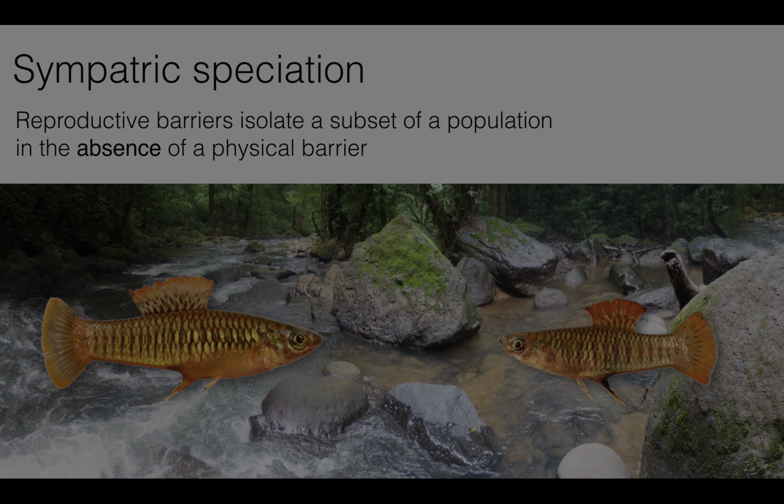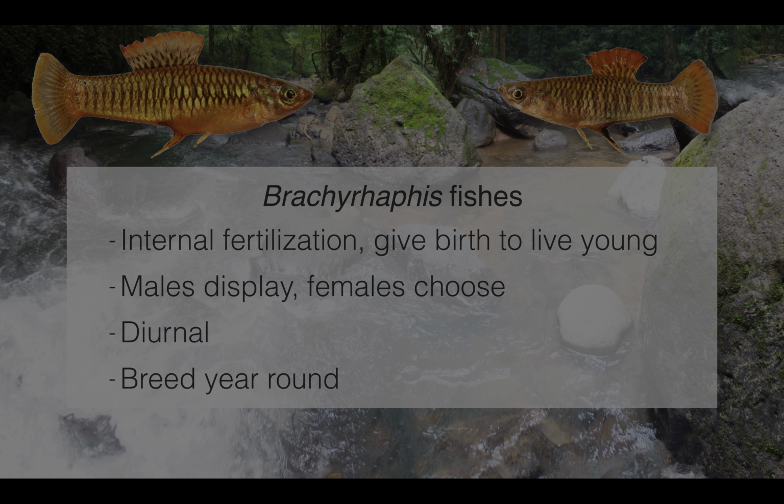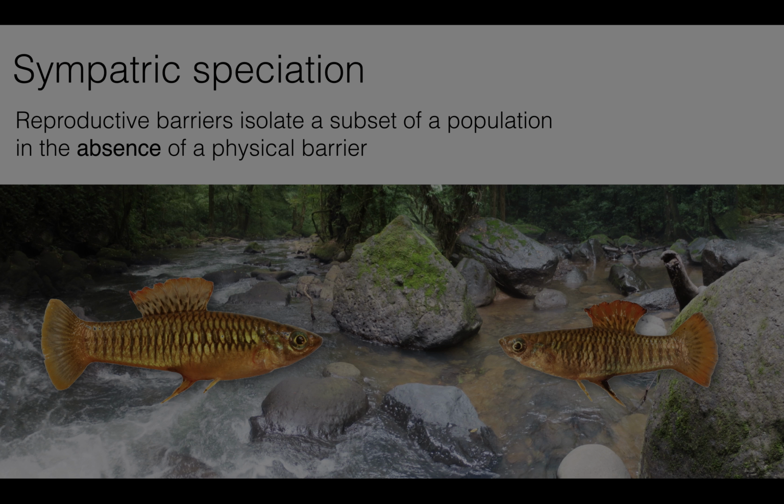All right, so the rest of the time we're going to talk about reproductive isolation and focus on a sympatric speciation scenario. Sympatric speciation is when reproductive barriers isolate a subset of a population in the absence of a physical barrier. So this is when, for example, you've got two fish species living in the same stream, and there isn't anything that prevents them from interacting with each other, from crossing over and mingling with the other population.